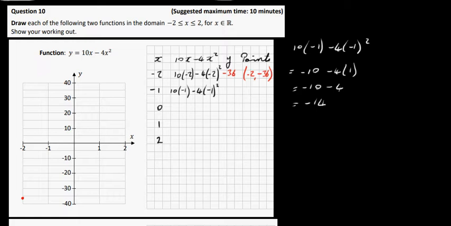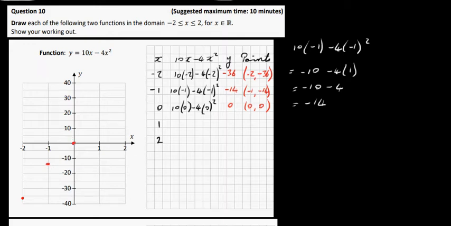So we end up with minus 14 here. So the point here is going to be minus 1, minus 14. Okay, next one, we have 0, so that's usually an easier one to do. We've got 10 times 0 minus 4 times 0 squared. That's just going to give me 0 here, so I'll end up with 0, 0. Let me just do this other point first as well. Minus 1, minus 14. So this is minus 10, this is minus 15. So minus 14 is around here somewhere. And then we've got 0, 0 as well.